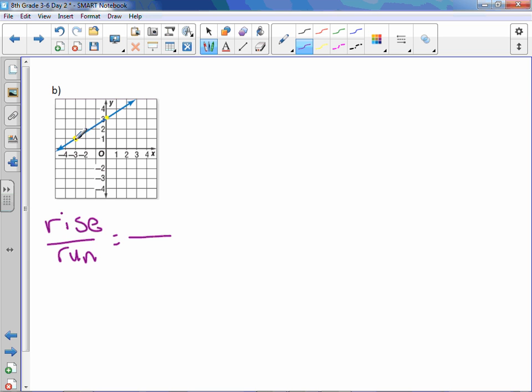We are rising positive 2. And the run is right 3, therefore positive 3. So our slope, which is our m value, is 2/3. And the point I'm going to choose is this one here, which is 0, 3. That will be our x1, y1.